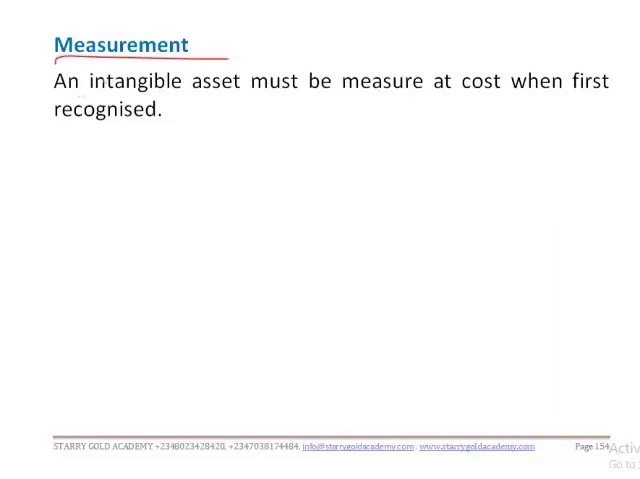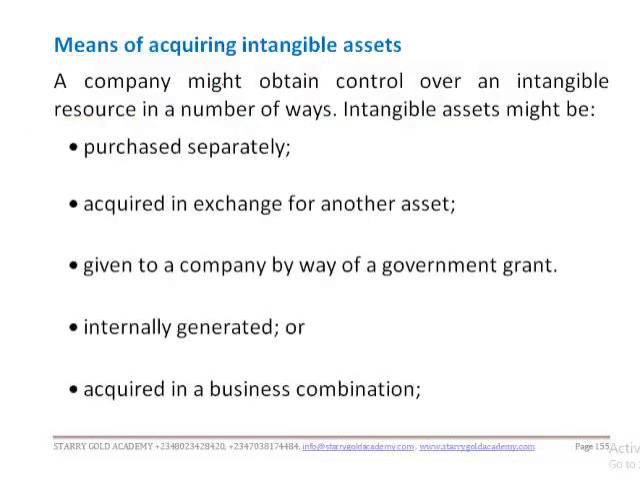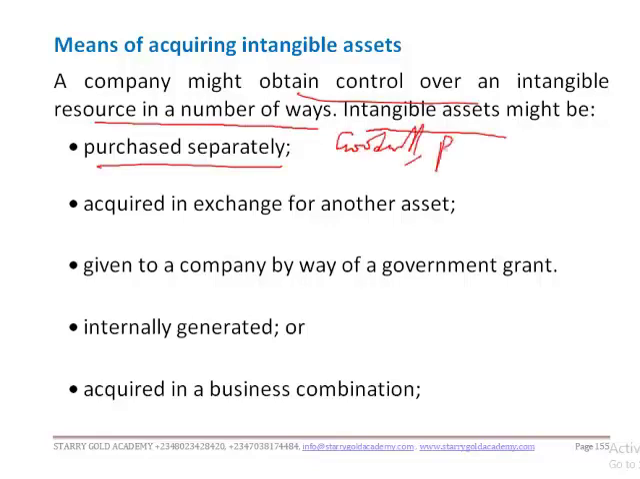So, measurement. How do we measure an intangible asset? An intangible asset must be measured at cost when first recognized. That is initial recognition. Then what are the means of acquiring an intangible asset? A company might obtain control of an intangible resource in a number of ways. First, intangible assets might be purchased separately, such as goodwill, patents, brands, trademarks, and the likes.